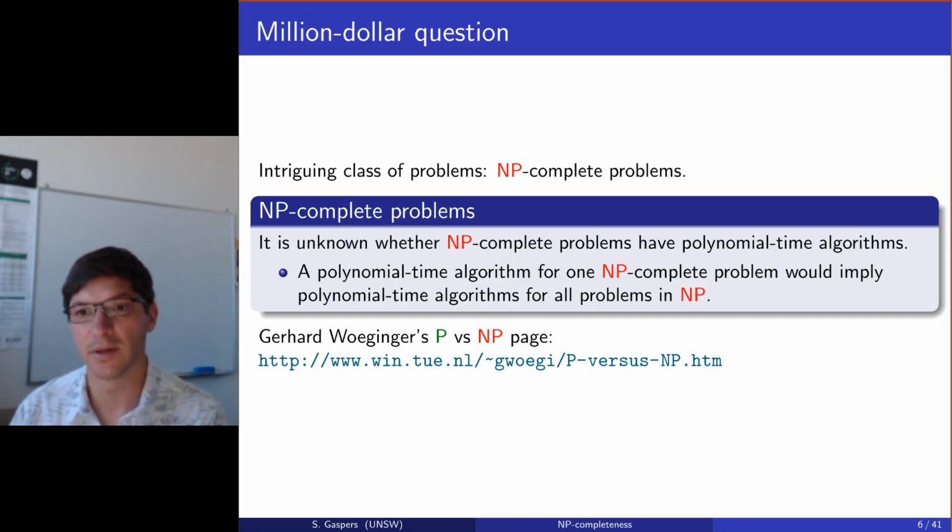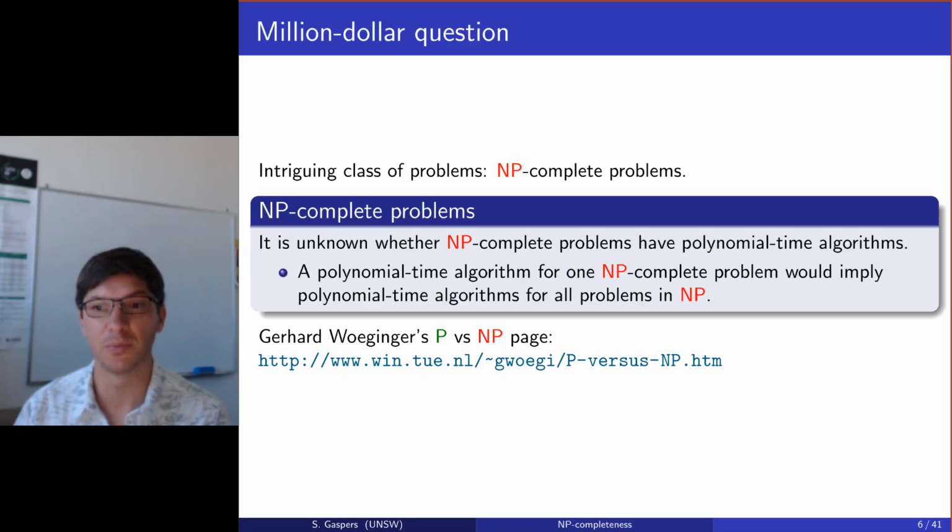Gerhard Woeginger has a very nice page on the P versus NP problem, and he lists many attempted proofs where they wanted to show either that P equals NP or that P is different from NP, because this is a very important problem that has a lot of prize money, and so people have been attacking this, but so far we don't know whether P is equal to NP, or whether indeed there are some problems in NP, in particular the NP-complete problems, where we need super polynomial running times.